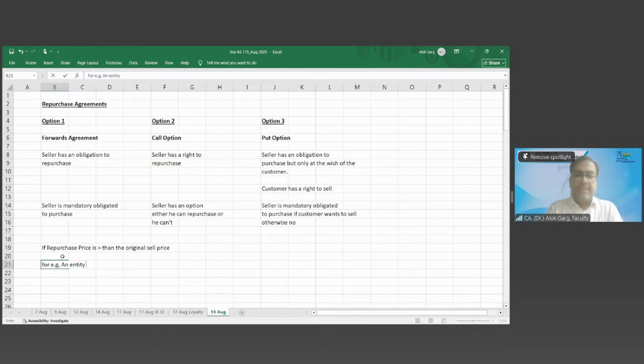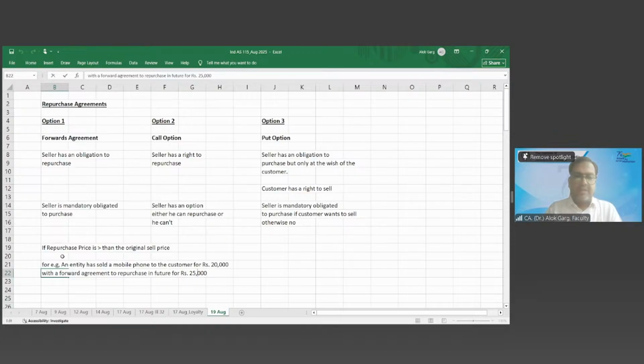for example, an entity has sold a mobile phone to the customer for rupees 20,000 with a forward agreement to repurchase in future for rupees 25,000.